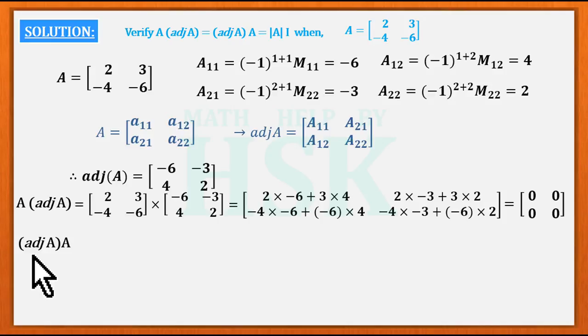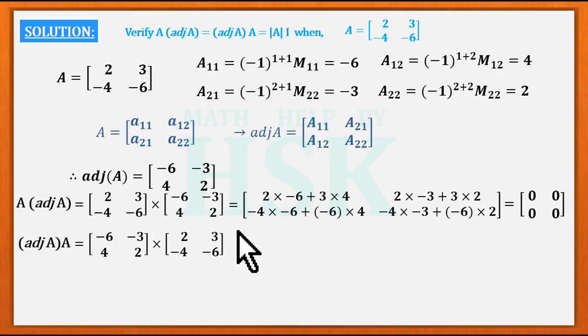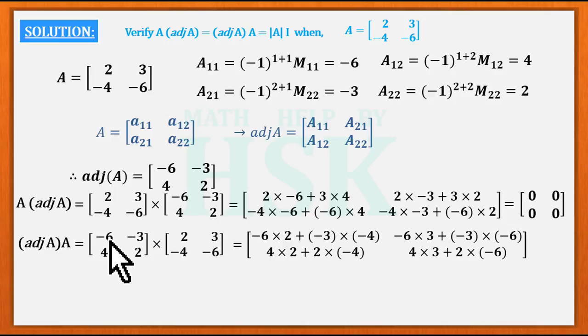Similarly, adjoint of A into A would be equal to the matrix minus 6, minus 3, 4, 2, that is adjoint of A, into the matrix A. This will be equal to minus 6 into 2 plus minus 3 into minus 4. Further, minus 6 into 3 plus minus 3 into minus 6. 4 into 2 plus 2 into minus 4. 4 into 3 plus 2 into minus 6.